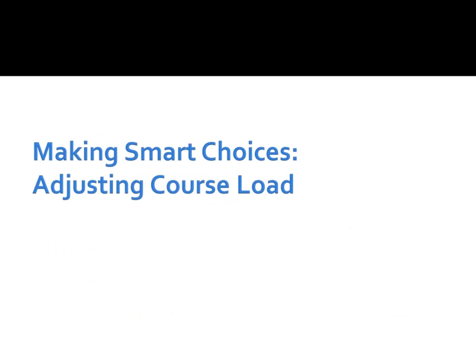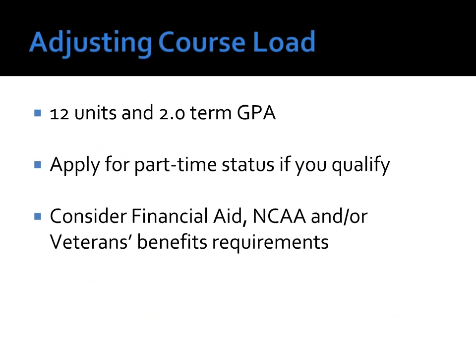If you don't need to withdraw from all of your courses, you might want to consider reducing your course load. Remember, at orientation we talked about your degree being a full-time job. At this point, 12 units and a 2.0 term GPA are the minimum standards required to remain enrolled next quarter. Since you are not in good academic standing, you should take no more than 14 units. Apply for part-time status if you qualify, for instance, if you are working 30 hours or more per week, have family responsibilities, or medical reasons.